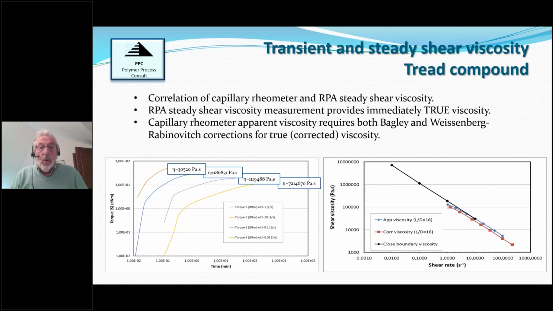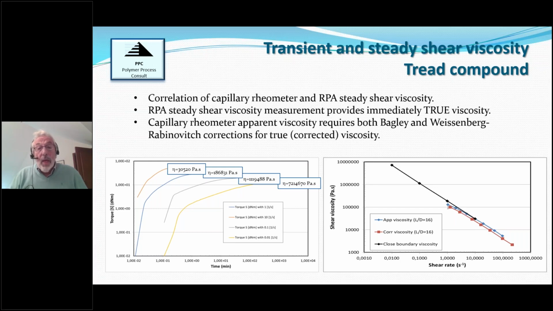So the first one was done on a pure polymer. Now we are going to do the same thing on a thread compound, truck thread compound, with 4 different shear rates, and we are able to measure easily, or calculate easily, the viscosity, which can be plotted on the same graph as a capillary rheometer.